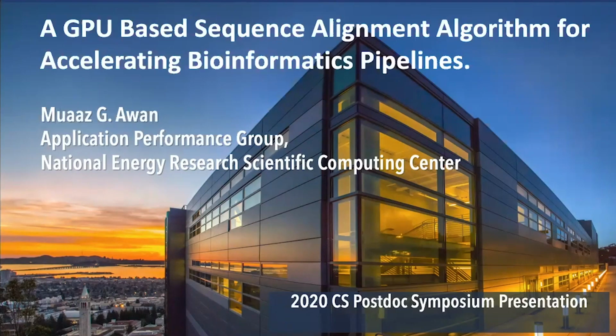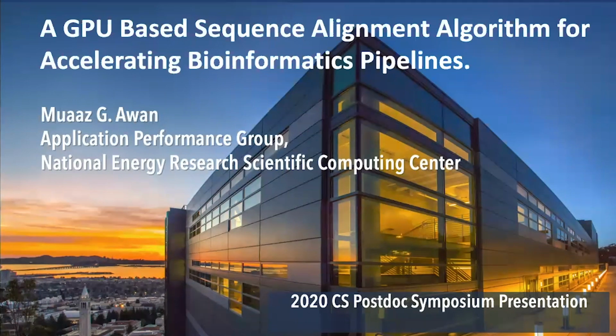Hello, everyone. My name is Muaaz, and I'm a postdoc at NERSC. I'm currently working with the Application Performance Group. And today, I'll be talking about the GPU-accelerated sequence alignment algorithm, and I'll take you through the different developmental stages of that.